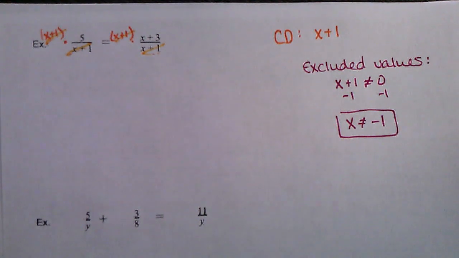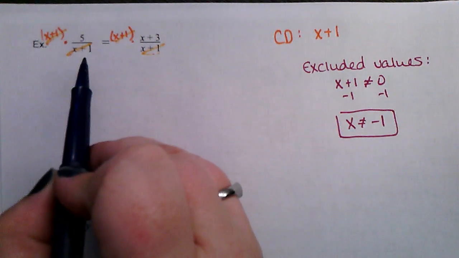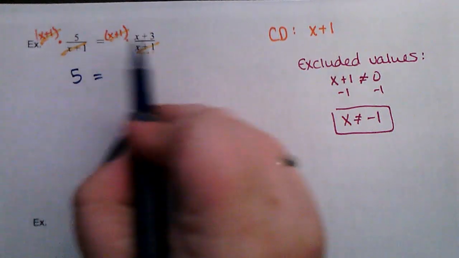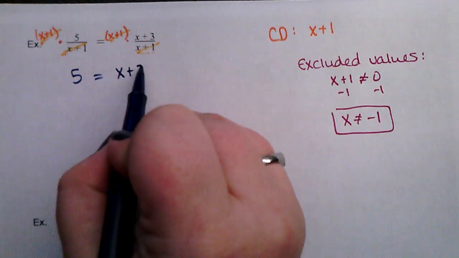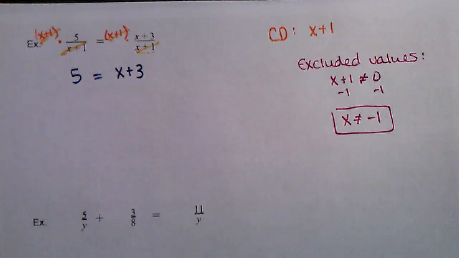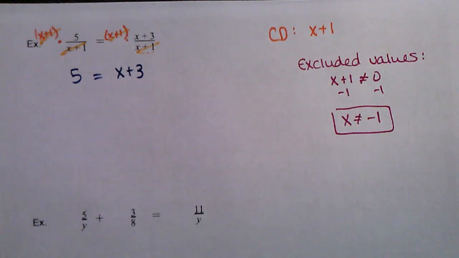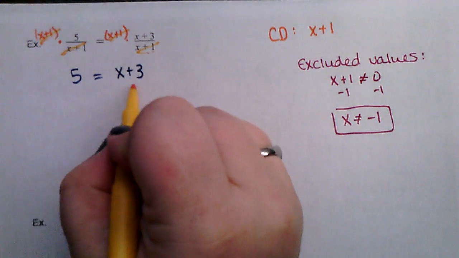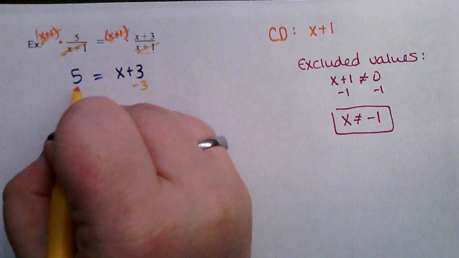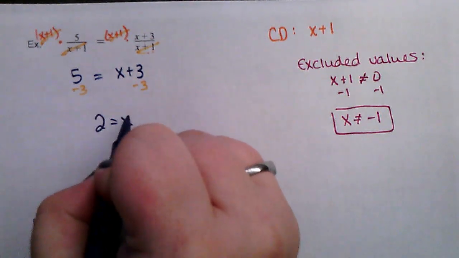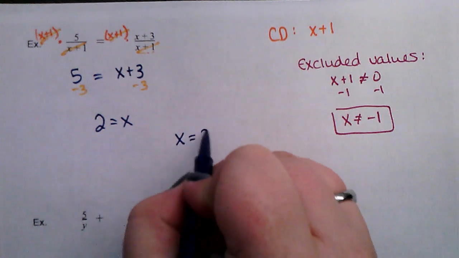So look at that. The denominator canceled. All that's left over here is a 5. All that's left over here is an x plus 3. And now look, this doesn't look as yucky as it did just a second ago because those denominators are gone. So now I need to get all the numbers on one side. So I'm going to subtract the 3 over. So 2 equals x. Or if you want to rewrite it, x equals 2.